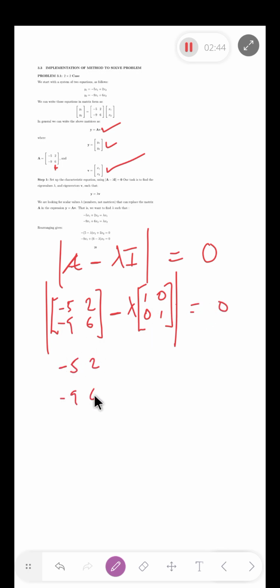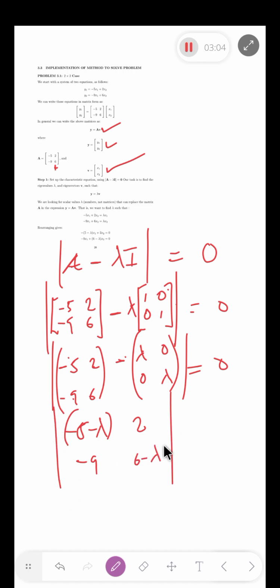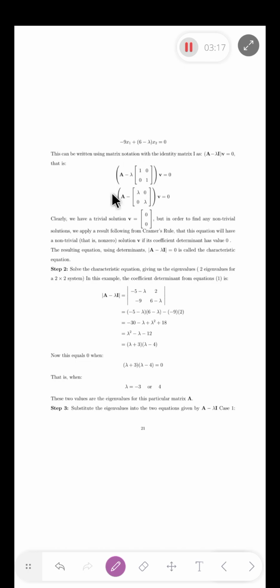Minus 5, 2, minus 9, 6, minus lambda times 1 is lambda, lambda times 0 is 0, 0, lambda. You need to subtract this matrix and find the determinant. Subtracting, you have minus 5 minus lambda, 2 minus 0 is 2, minus 9, and 6 minus lambda. Find the determinant of this: first multiply minus 5 minus lambda by 6 minus lambda, and then subtract 2 multiplied by minus 9, and you have this result.